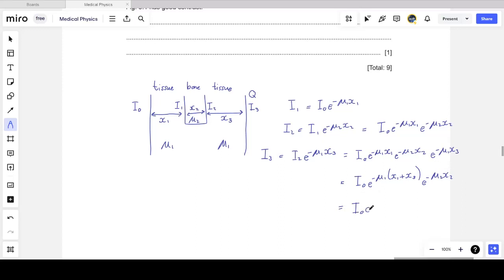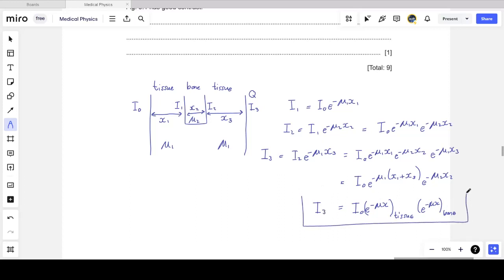Now, you may have very good mathematical skills and you could identify this immediately, but if you don't, this is the reason we say the final intensity is e to the minus mu, which is the attenuation coefficient for one of the media, times the distance it travels through that media. So in this case, that's tissue, the total distance in the tissue, irrespective of the order, multiplied by e to the minus mu x for bone. And so this would be the final intensity I3.